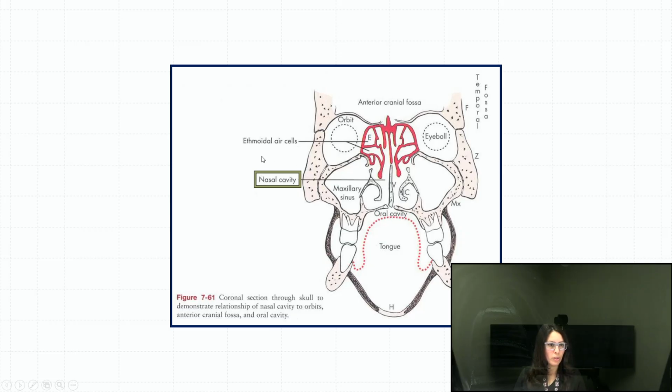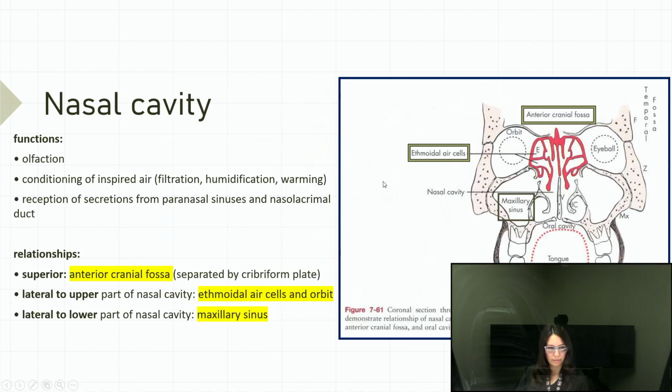This picture is just showing you a coronal section through the skull to show you the relationship of the nasal cavity and the orbits, right? You can also observe the sinuses right here. But this, more medially, is the nasal cavity.